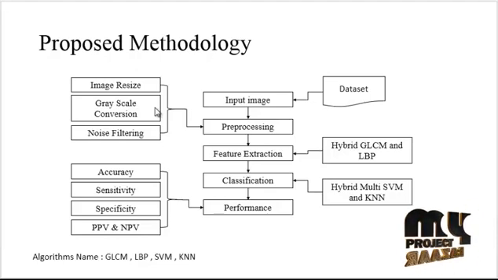Then the final stage of the process is the performance estimation. In this performance estimation we have performance parameters like accuracy, sensitivity, specificity, positive predictive value and negative predictive value. Based on these parameters we can justify whether our process is efficient or not.